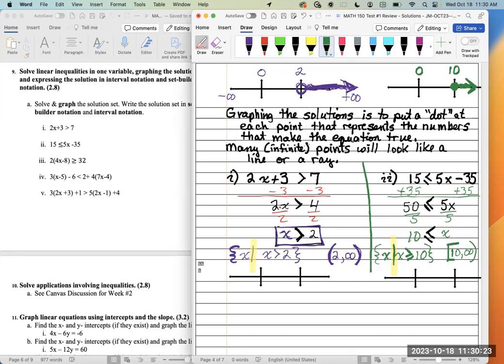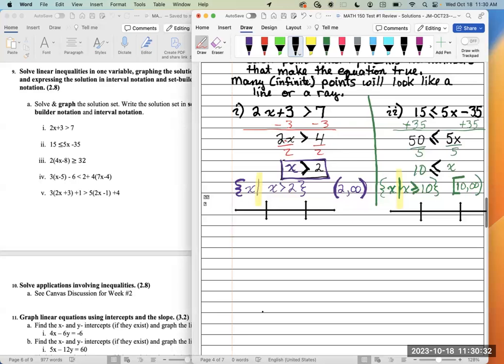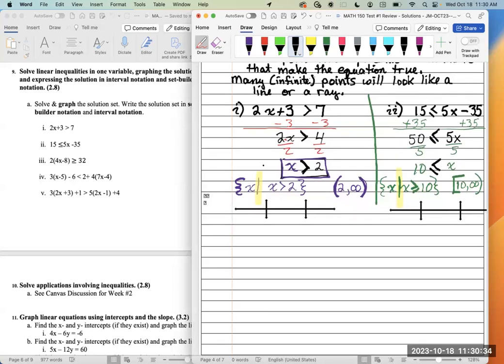Number 3. 2 times the quantity 4x minus 8 is greater than or equal to 32. You can do whatever you want to both sides of the equation.